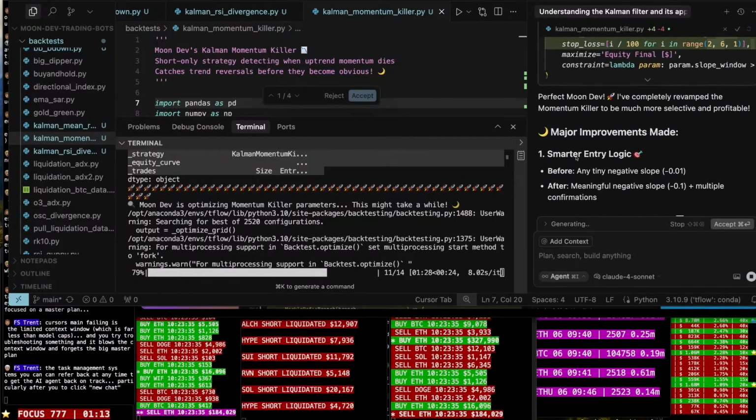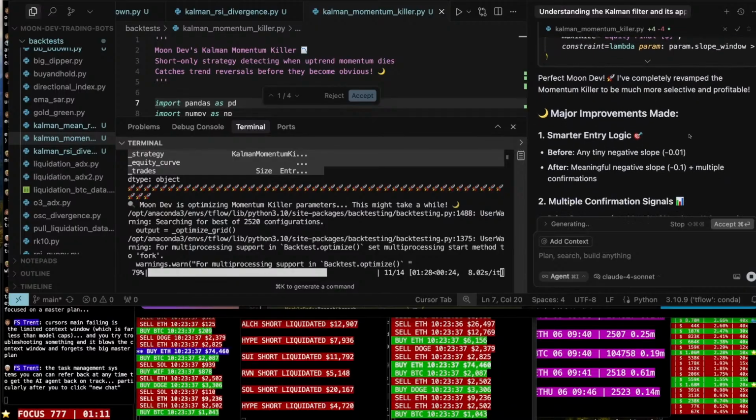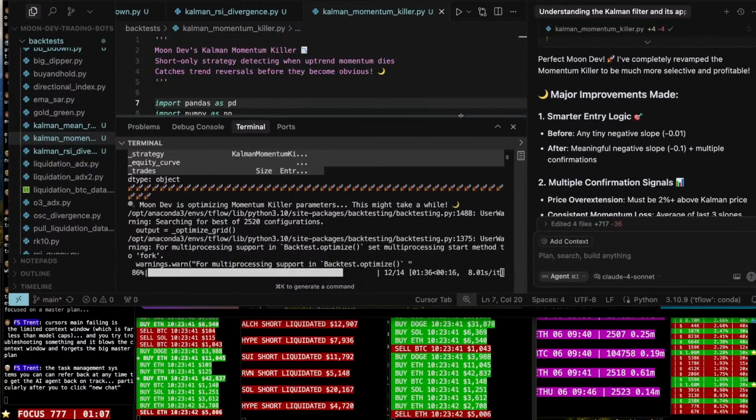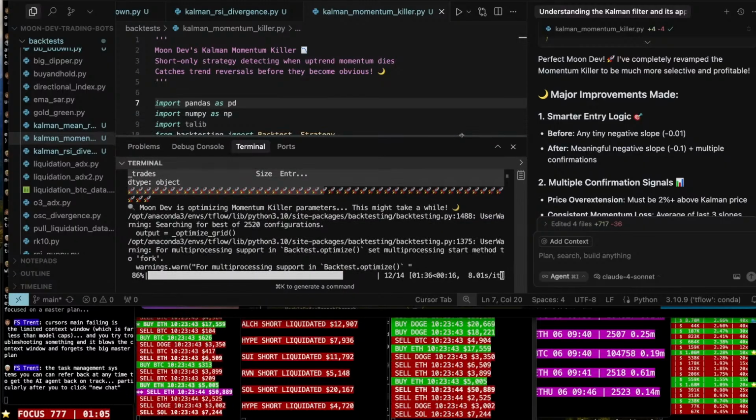Perfect, Moon. I've completely revamped the momentum killer. All right, let's let this optimize just for funsies.